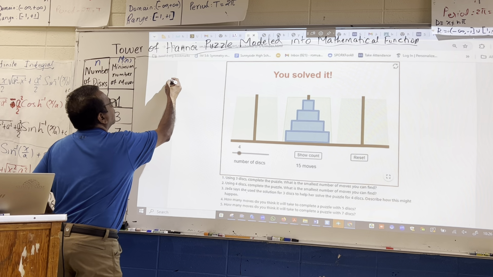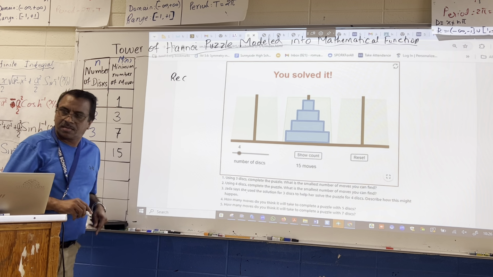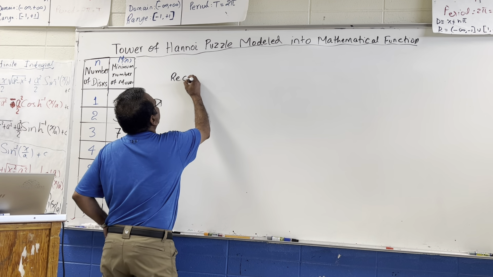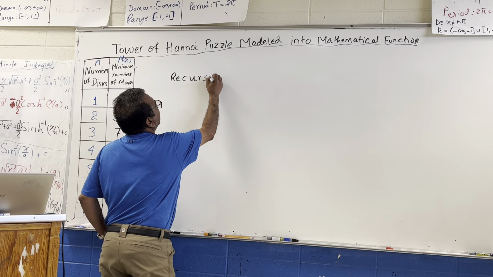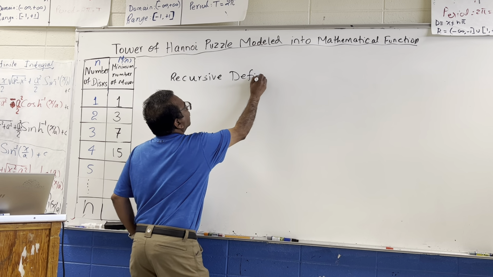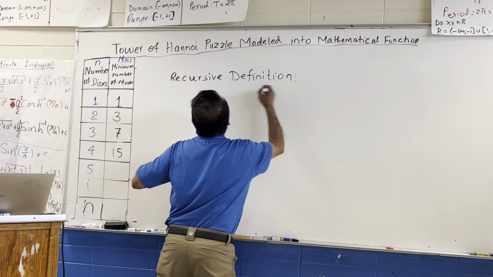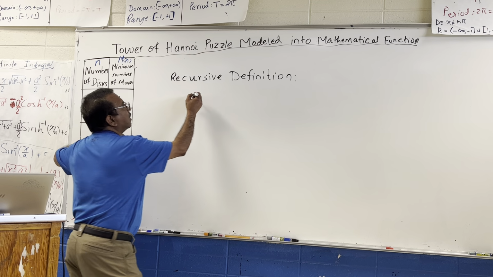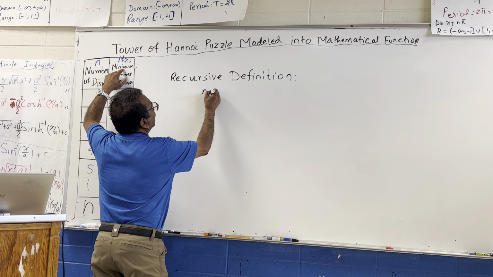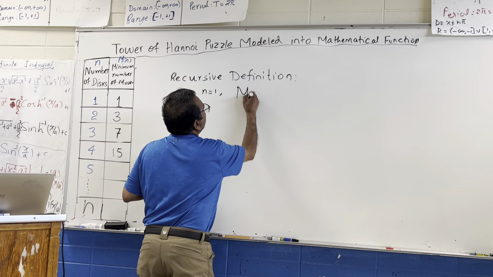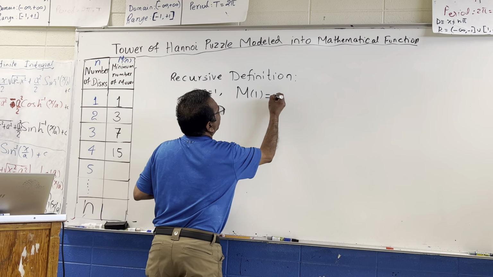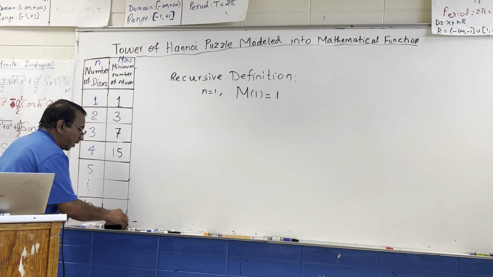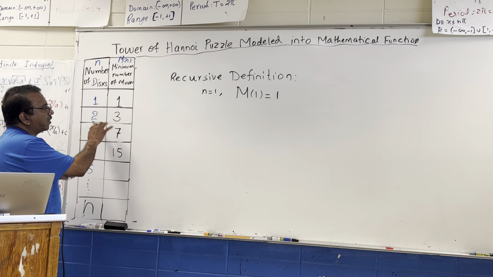We need to write one recursive definition. So the first thing is, what is recursive? How can we write a recursive definition for this puzzle? In the beginning, when there was one disk, that means when n is 1, the minimum number of steps was just 1, because you just have to move it. But after that, you will notice there is a pattern.